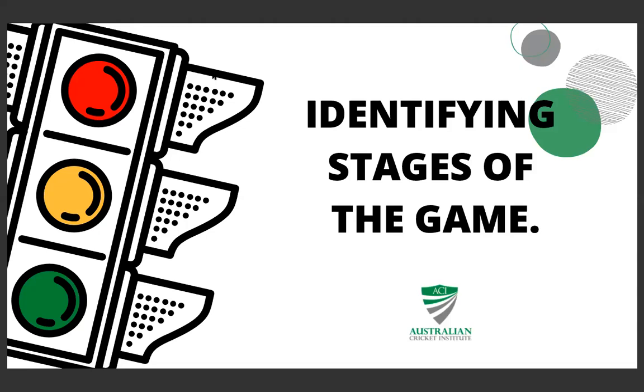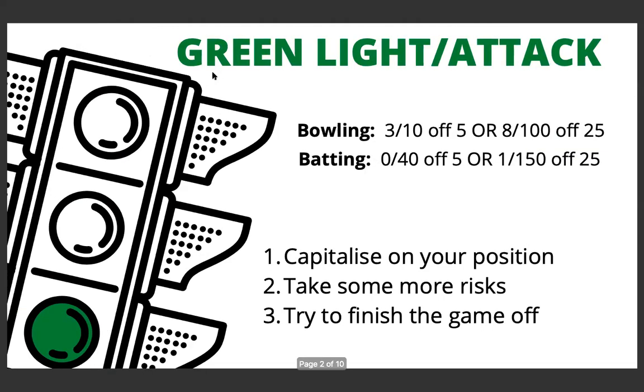But basically, we run it off traffic lights because it gives us a good indication of players to identify really, really easy with a colour or a photo what stage of the game they're in. All right. Now, first one is green light. Okay. And that's actually the attacking stage of the game.